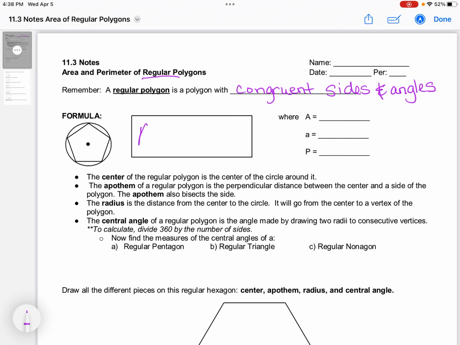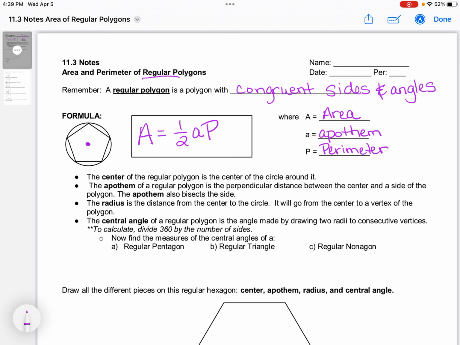So the formula for the area is going to be 1/2 small a, big P. And we're going to talk about what those are. So big A is the area. Little a is the word apothem, and I'm going to show you what that is on the pentagon over there. And then P is for perimeter. So you have to know the perimeter before you can find the area.